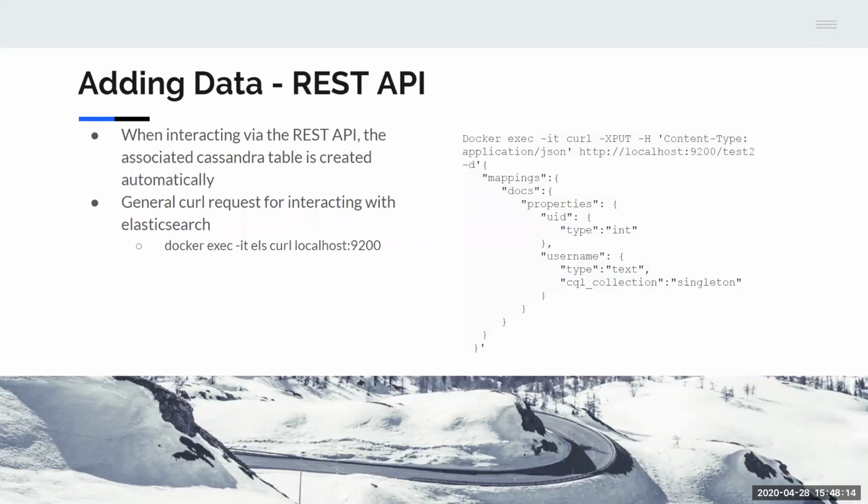Alternatively, you can add data using the REST API. When we were interacting with CQL, we had to create the associated Elasticsearch index manually. But in this case, if you create the Elasticsearch index first via the REST API, an associated Cassandra table is created automatically.